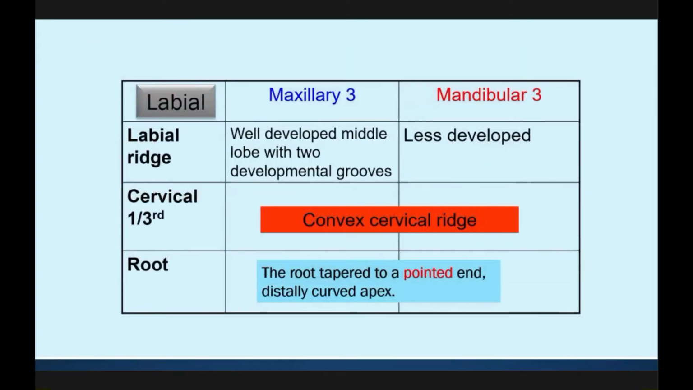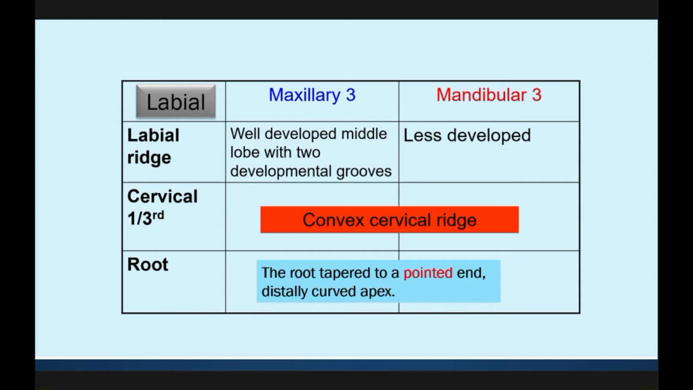Well-developed middle lobe with two developmental grooves, labial ridge. Labial ridge in case of maxillary canine is very well developed. You can see the ridge nicely, and on both sides of the ridge there is a little depression. As I told you before, there are three lobes making the labial surface. The middle lobe is well developed, engorged, so it is seen as a cusp, it is seen as a labial ridge, and it is seen as a lingual ridge.